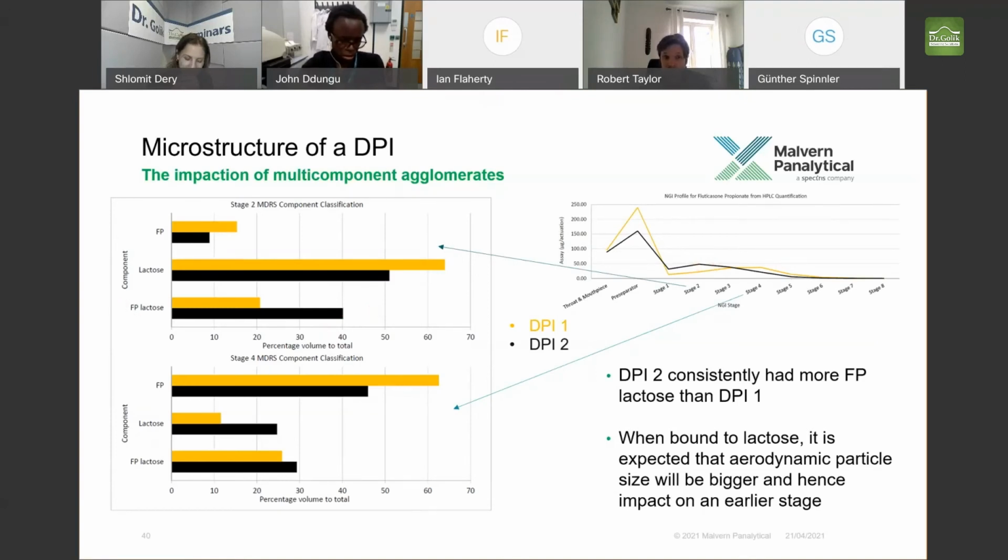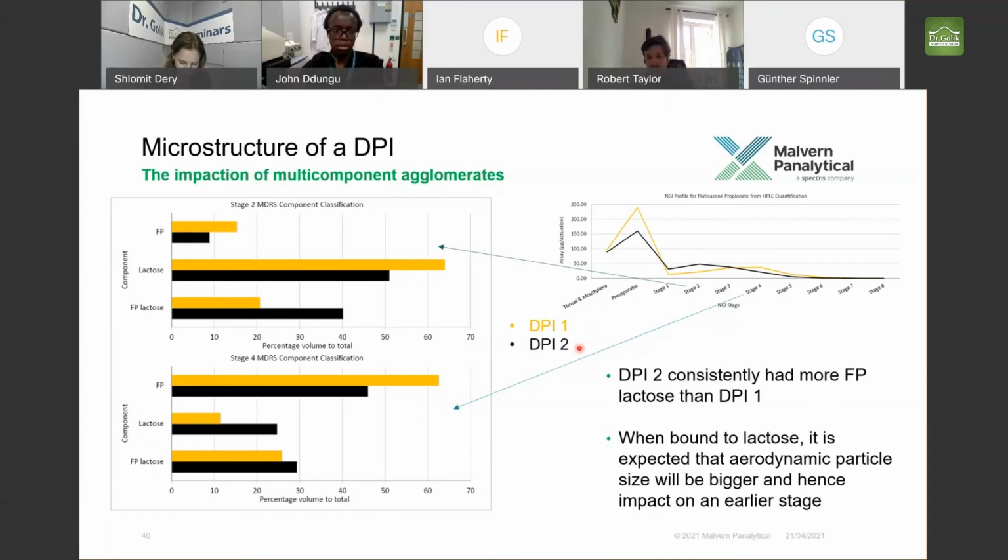Okay, and now if you look at stage 4 here, we get a similar kind of pattern. So we have lots of free FP in DPI1, a bit less for DPI2. And then again, we have a little bit more of the agglomerated FP for DPI2. So it's telling the same story, that ultimately the difference between these two DPIs is there's more free FP in DPI1, and there's more agglomerated FP in DPI2, and that's the reason for the different deposition profiles.